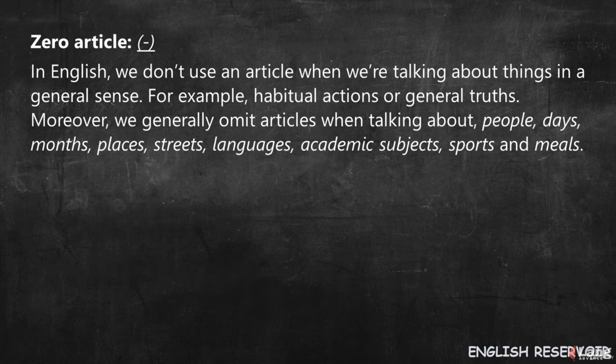Zero article or no article. In English, we don't use an article when we're talking about things in a general sense, for example, habitual actions or general truths. Moreover, we generally omit articles when talking about people, days, months, places, streets, languages, academic subjects, sports, and meals.